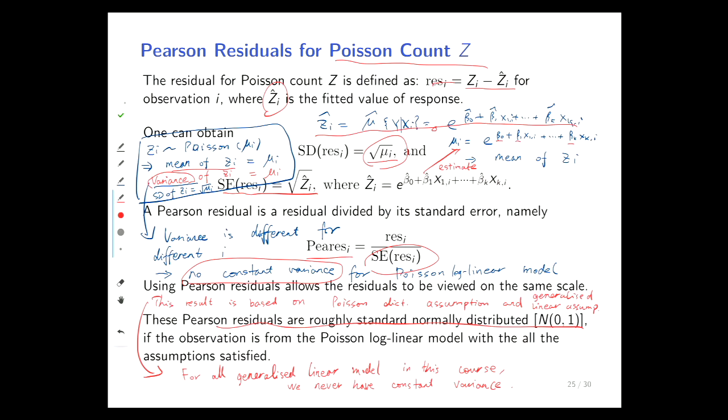And secondly, we use the variance of Z, which is equal to mu i, to derive the standard deviation, and also the standard error of the residual. So in this case, the Poisson distribution assumption is involved in the standard error part. So you can consider it in this way. The residual can be represented by using the generalized linear assumption.